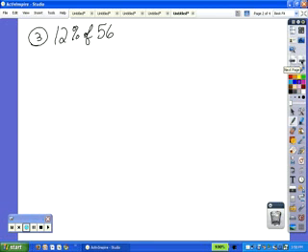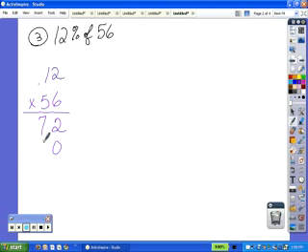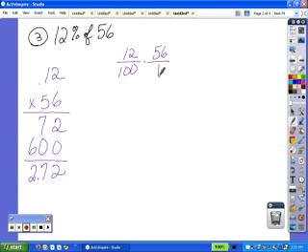For number three, we're multiplying 12% times 56. So again, we can take the decimal method and multiply 12% times 56. We have two decimal places in the problem, two decimal places in our answer. So that would be 2 and 72 hundredths. You can make the fraction. You can make 12 into a fraction and multiply that times 56 over 1.